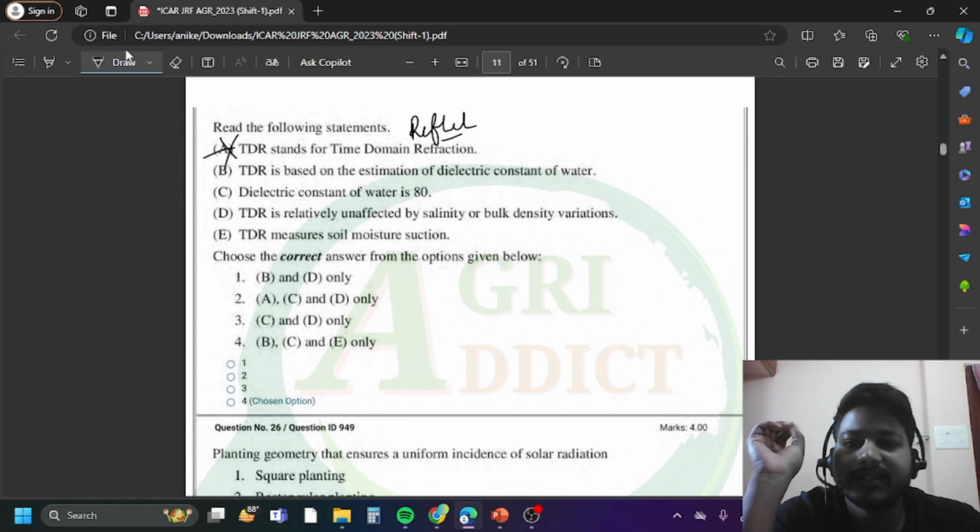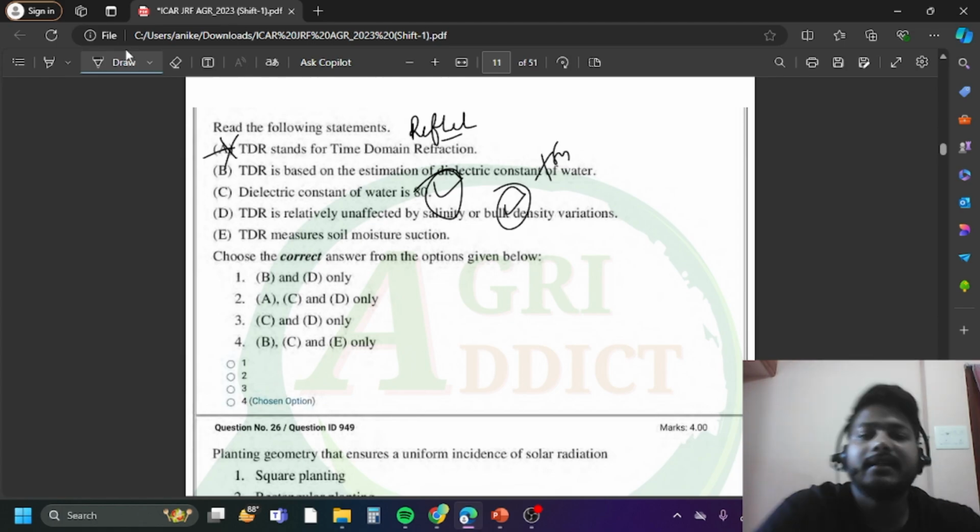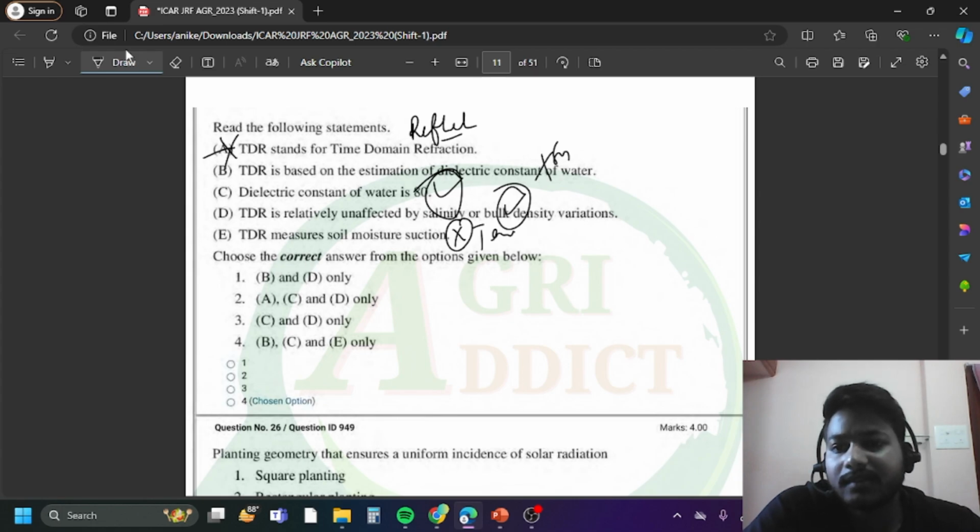TDR is based on the estimation of the dielectric constant of soil. Okay, B is wrong. Dielectric constant of water is 80. Yes, it is correct. TDR is relatively unaffected by salinity or bulk density variation. Yes, it is correct. TDR measures soil moisture suction. No, TDR is not measuring soil suction. Tensiometer is measuring the soil moisture suction. So option number 3 is correct. C and D only.